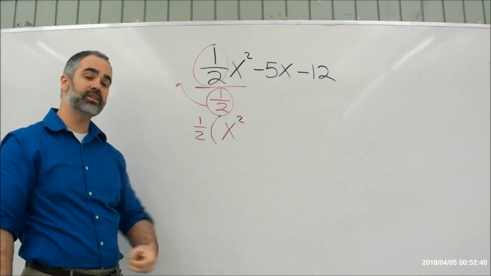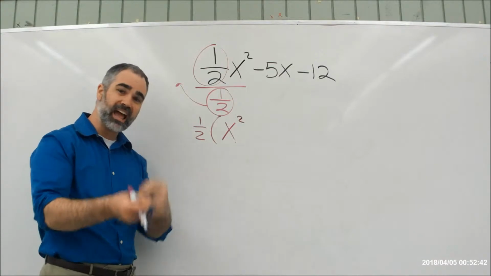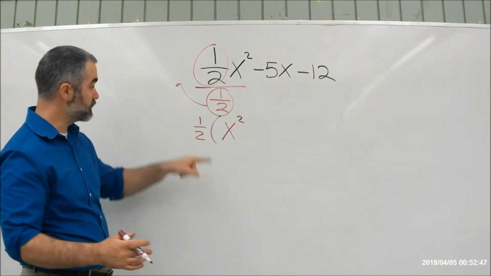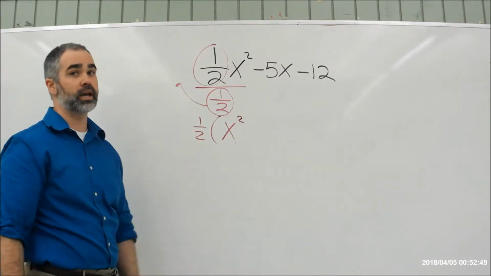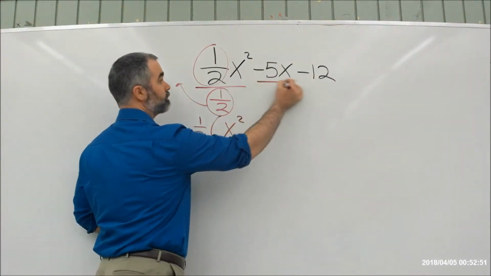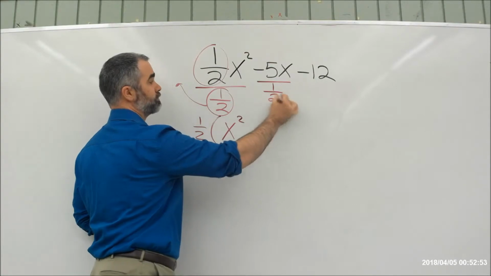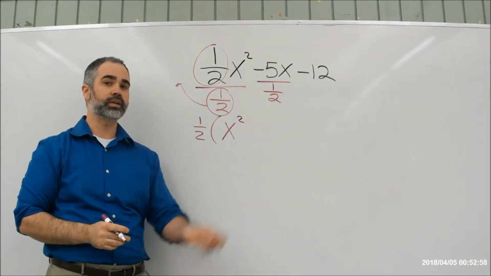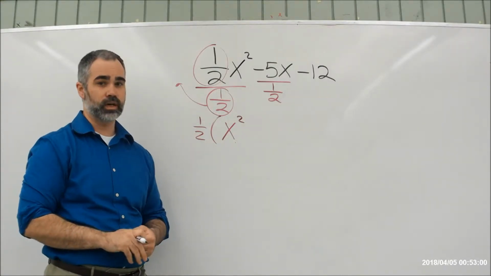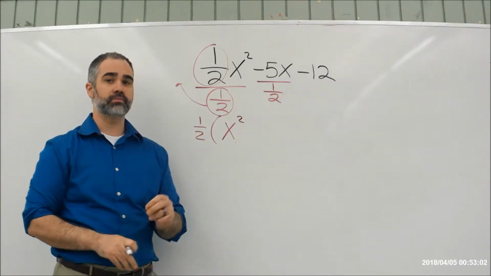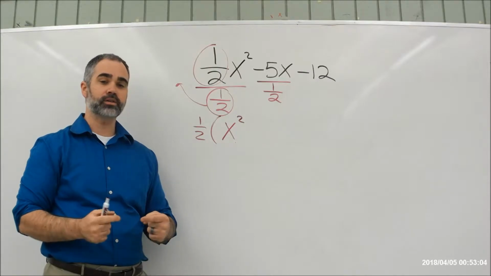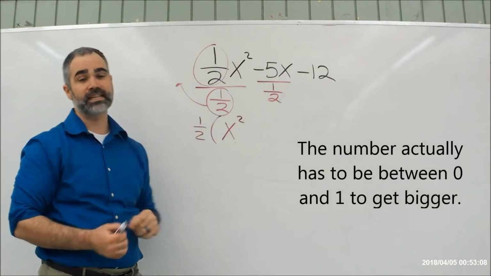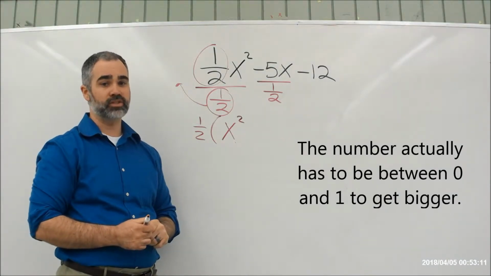So let's see what happens if I divide by 1/2 all these other terms. If that makes it simpler, then I can just put the 1/2 in front here, and I've got it. So if I divide -5 by 1/2, I need to think about what's happening when I divide by a number less than 1. If you divide by a number less than 1, you're actually making the number bigger. When you divide by 1/2, it's the same as multiplying by 2.